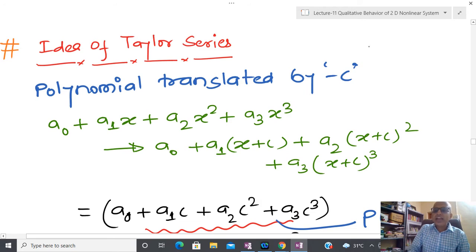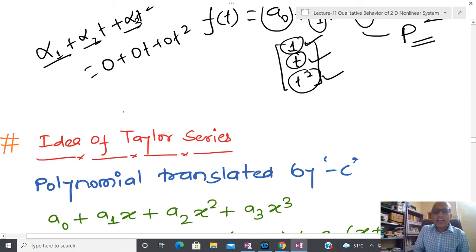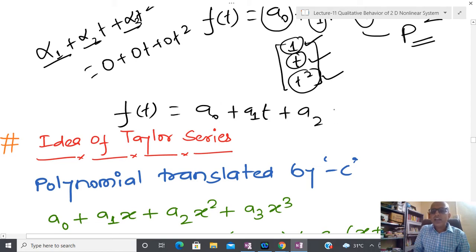Now the question is, up to here everything is fantastic. The idea is that you have some function f(t). Now I am claiming that I can represent this function, any function, in the form of some kind of polynomial. So like this.